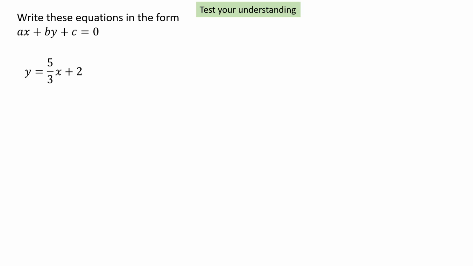Pause this video and try yourself. So the y equals 5 over 3x plus 2. So we have one fraction. So I'm going to eliminate this fraction into full number. So I'm going to multiply 3 both sides. So 3y equals 5x plus 6. So 5x minus 3y plus 6 equals 0.